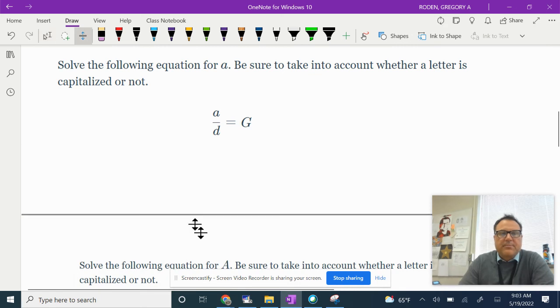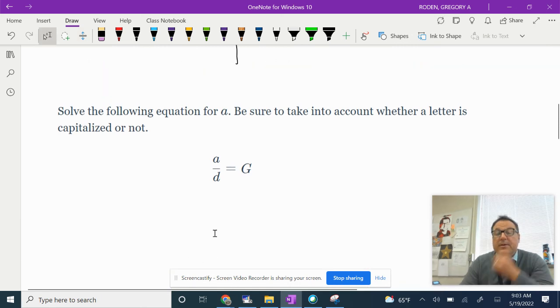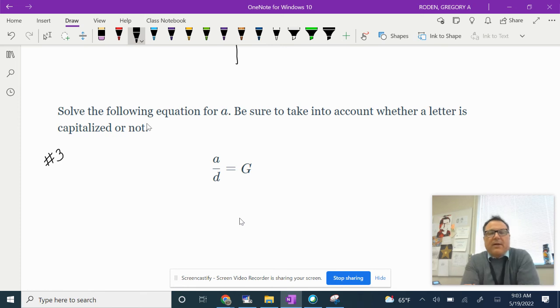Let's see here. The next problem is number 3. So this one we want to solve for letter A. If you would write down these problems, you don't have to write down all the directions, but I do want you to write down this problem with a fraction bar here.